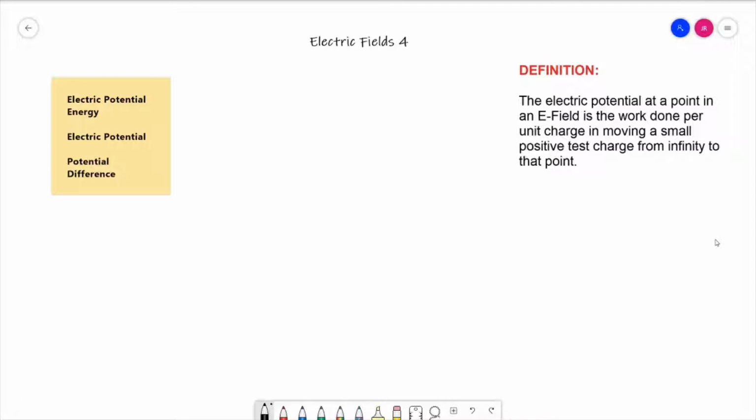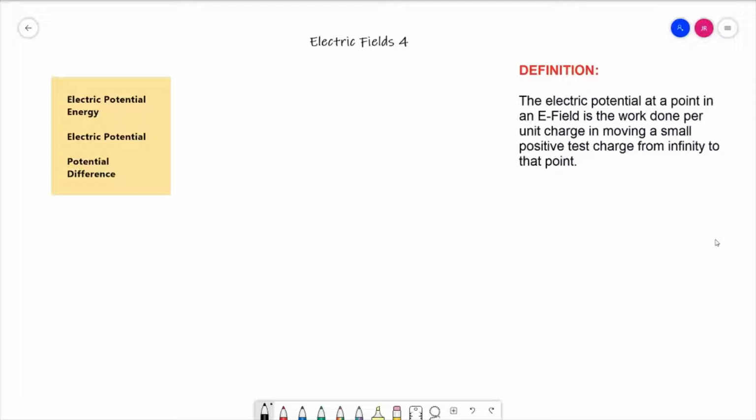Hello everybody and welcome to Electric Fields Lesson 4. Now today's lesson is going to be slightly different from previously. In today's lesson we're going to be focusing on some of the mathematical skills and approaches that you need to make sure that you understand and can apply when it comes to especially exam paper questions and things like that.